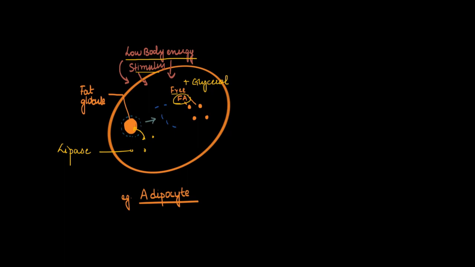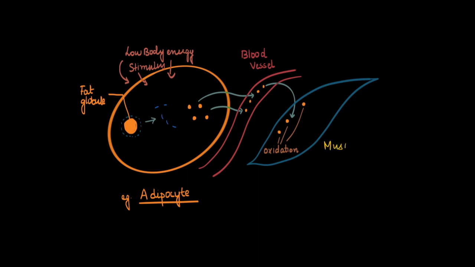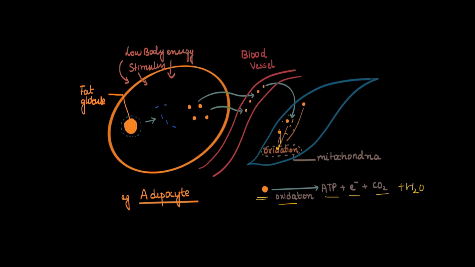Now the free fatty acid that has been produced has to be mobilized to the target cell and the target organ, whichever needs energy. Here we are taking the example of muscle. So to mobilize this fatty acid, it has to be transported to the blood vessel. From the blood vessel, the blood will carry the fatty acid to the muscle. In the muscles, the fatty acid will undergo oxidation, but oxidation does not occur in the cytosol. It occurs in an enclosed environment within the mitochondria. So the first thing that our cells need to do is transport the fatty acid which is present in the cytoplasm into the mitochondria. And in the mitochondria, the fatty acid will be oxidized to produce ATP, electrons, CO2 and H2O.